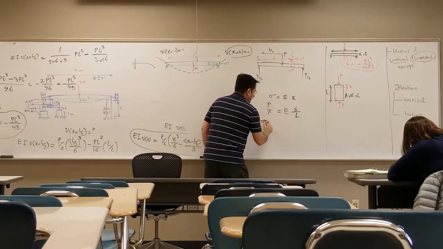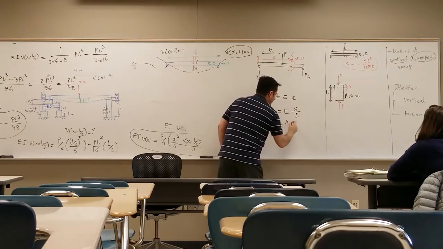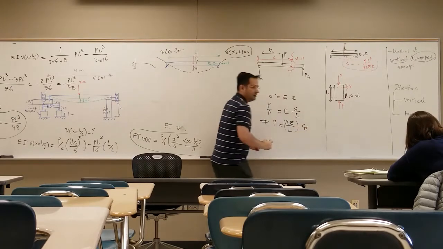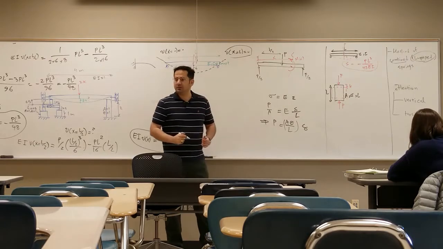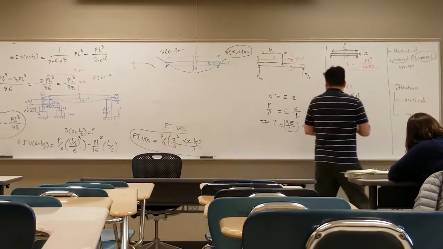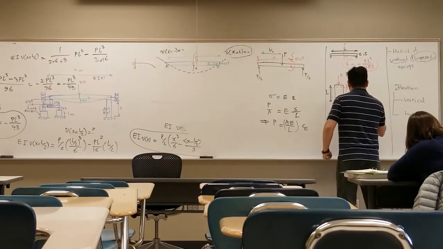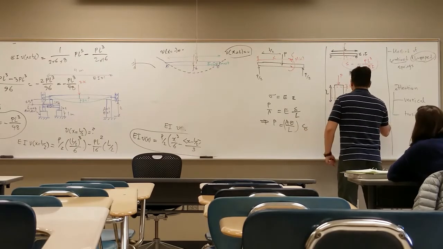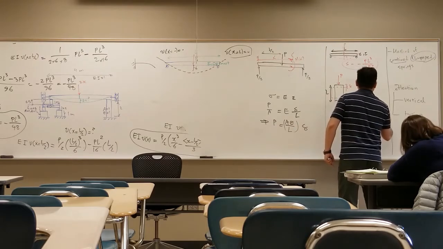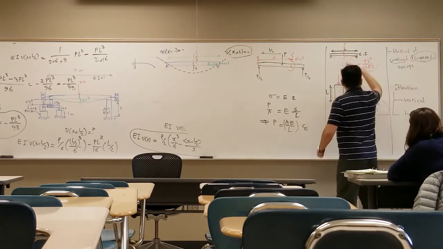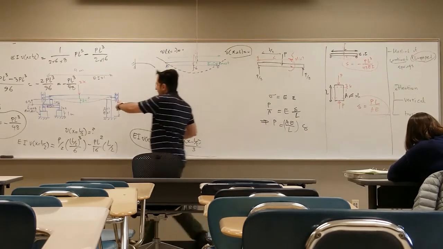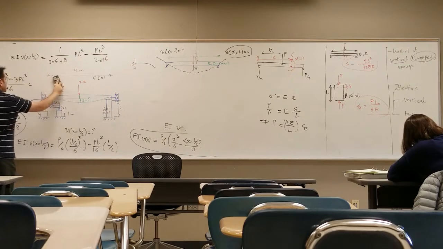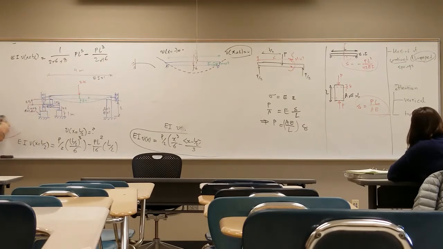So what do I get for P? P is equal to AE over L, right? Times delta. So let's write it here. So delta is equal to PL over AE. So I have everything I need in order to solve this problem now. So let's get rid of all these recalculations.